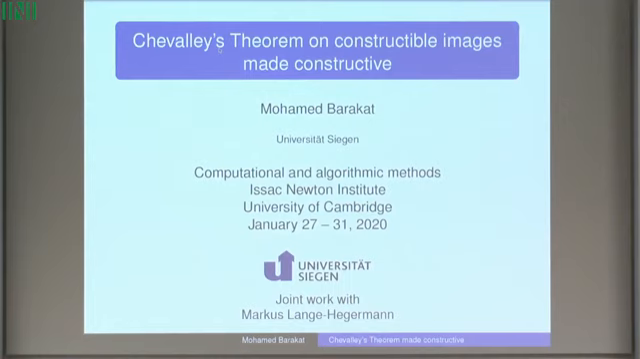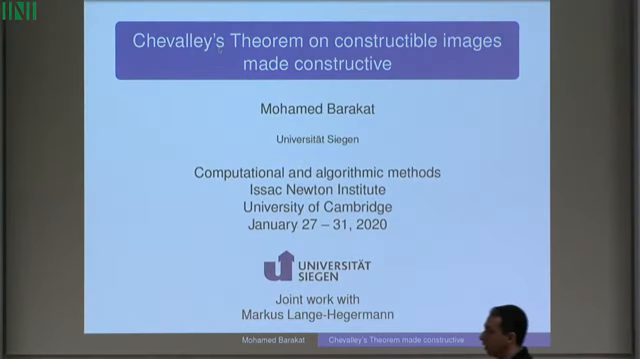So, as announced, the talk is about Chevalley's theorem. This theorem was originally proved by Chevalley, but his original proof had some flaws. There is a complete proof in Grothendieck, and it indeed has a computational content, but when you translate this into an algorithm, it's not efficient enough.